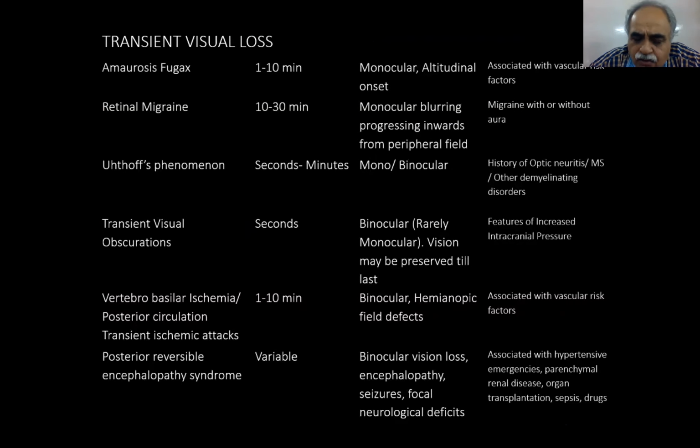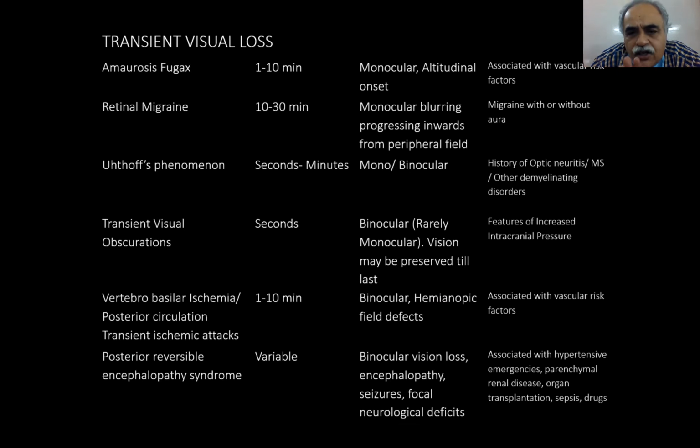So that's what I try to mean when I'm talking of transient visual loss. Remember, it's very simple. Forget this table. If your transient visual loss lasts for a few seconds, please remember you are looking at TVOs, transient visual obscurations, which are often bilateral and occur because of papilledema due to any cause.